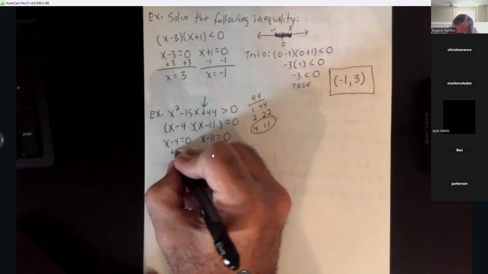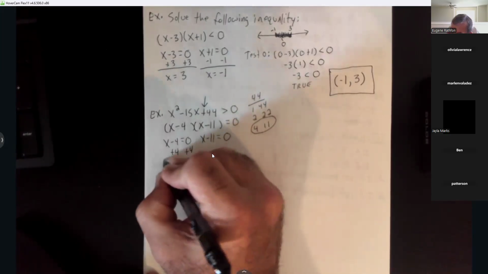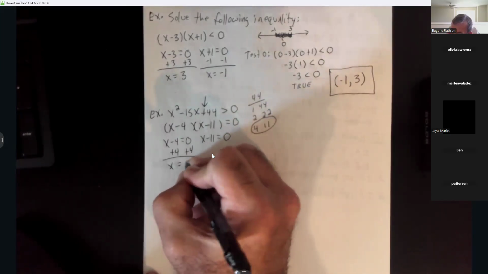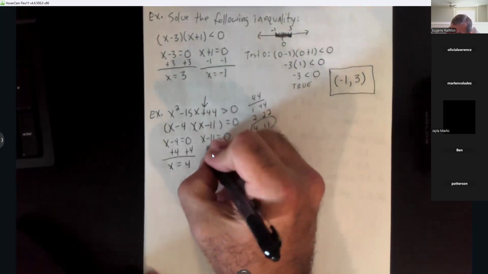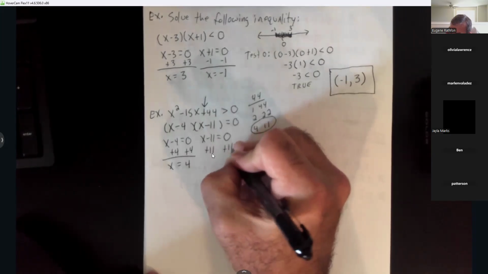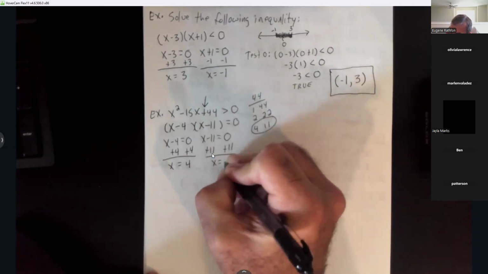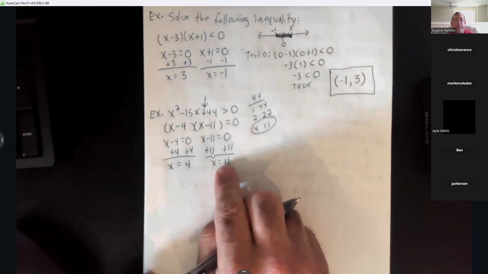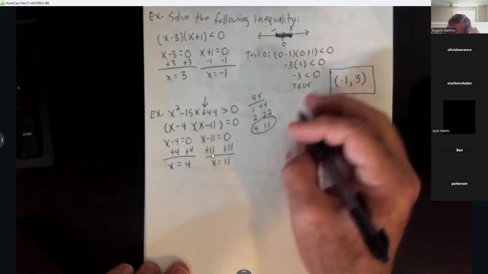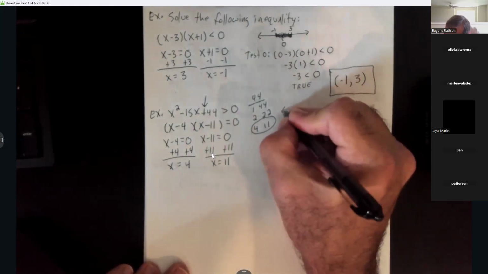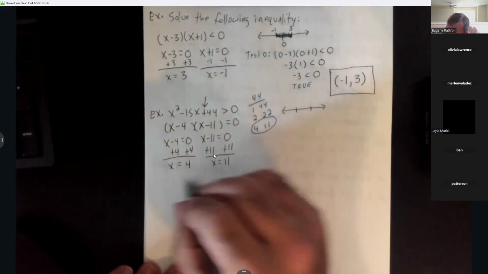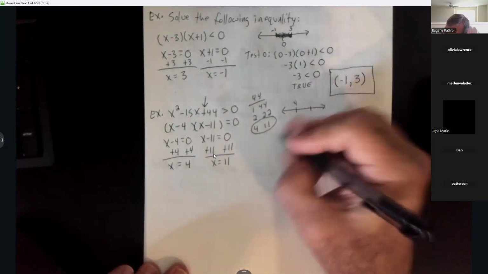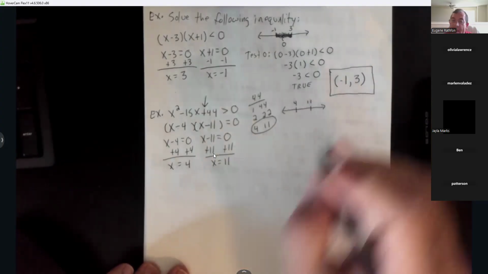So y'all, the first one, I'm going to add 4 to both sides. I get x is a positive 4. This one, I'm going to add 11 to both sides and get x is a positive 11. So for this one, my number line, let's see, I'm going to hit 4 first and then 11.